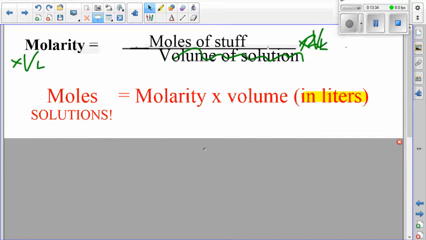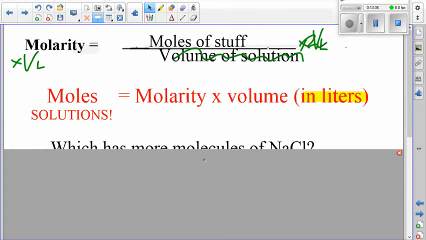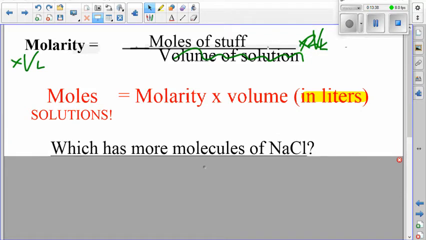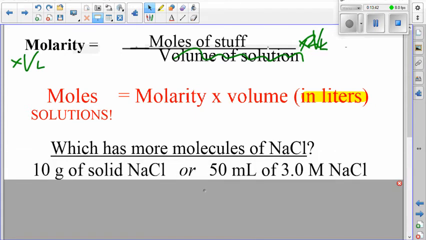So here's the type of question I might ask you on a quiz or test. Which has more molecules of NaCl? I'm going to walk you guys through this one. 10 grams of solid NaCl or 50 milliliters of 3.0 molar NaCl. Which one has more molecules of NaCl?